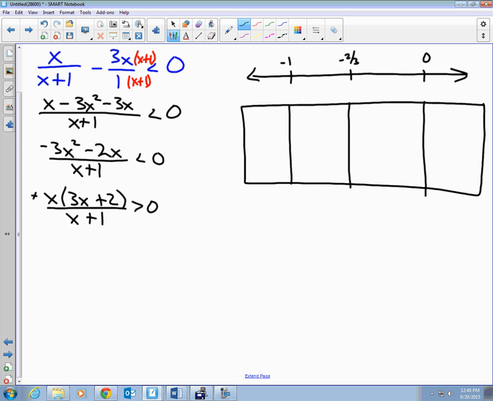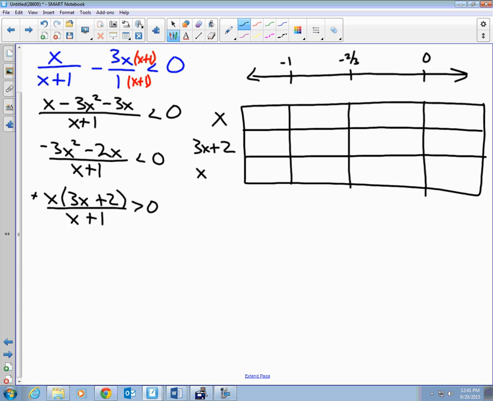How many factors do I have? 3 factors, so therefore 3 rows. My factors are x, 3x plus 2, and x plus 1. Time to test. What's a number to the left of negative 1 that I can plug in? Negative 2. Plug it in. What do you get? A negative. Plug it in here. Negative, negative.